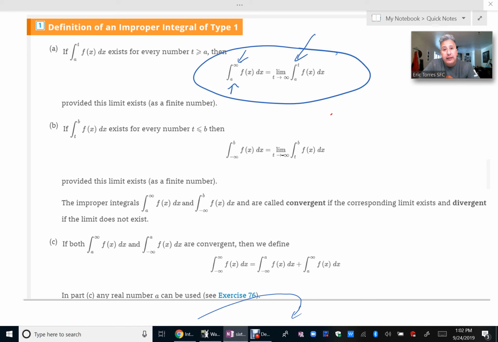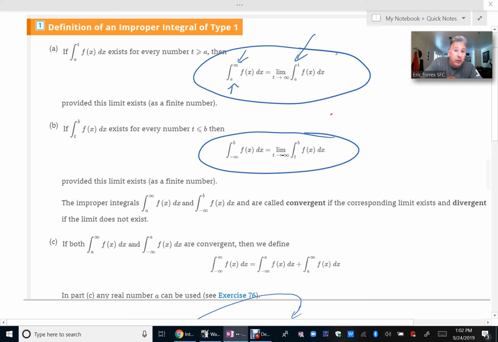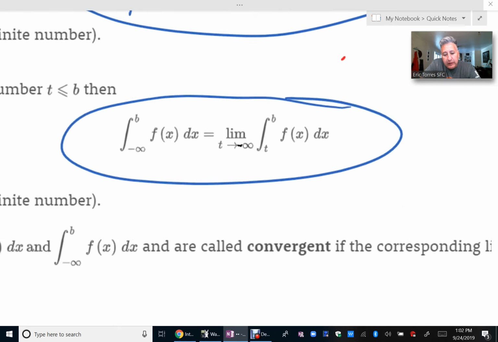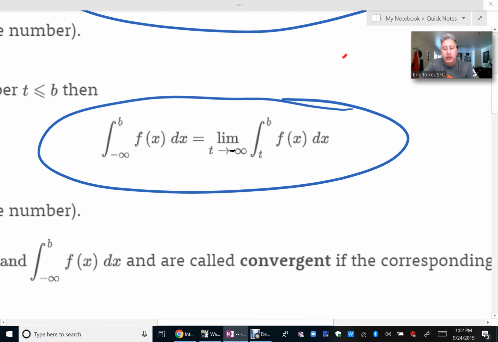If we had the exact same setup going to the left, that would be part B of type 1. So either to the right or the left from a fixed location. Only thing is, if you're using the digital book, I'm just going to tell you it's got a little typo. I've already notified the publisher. This is a negative infinity, and this is a negative infinity. The book actually shows it as a without the negative sign, so be careful with that.